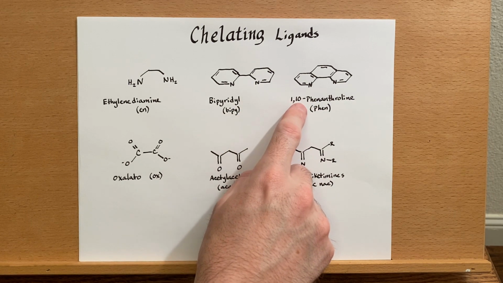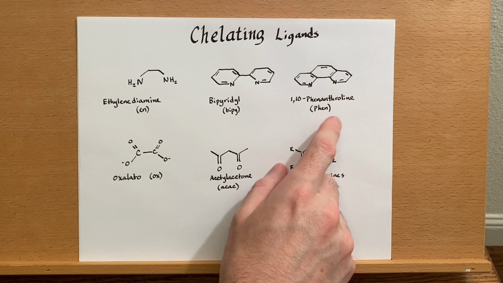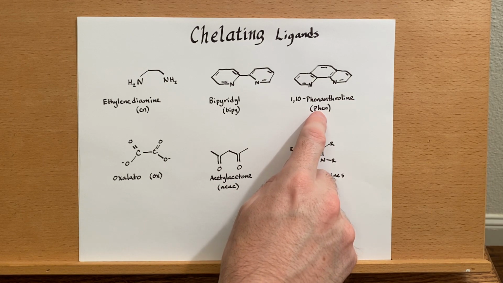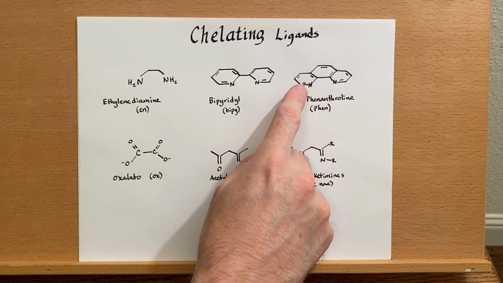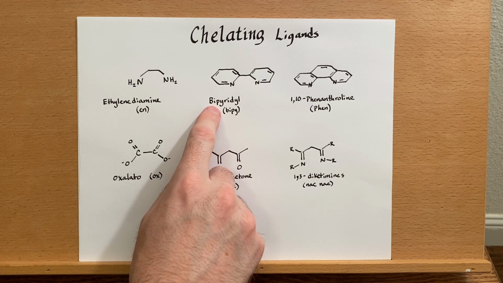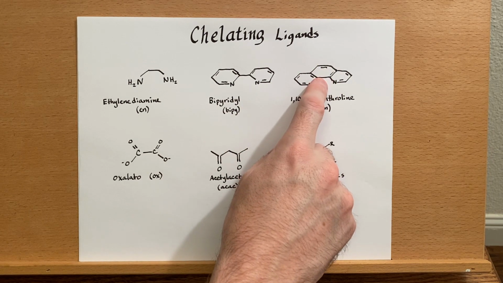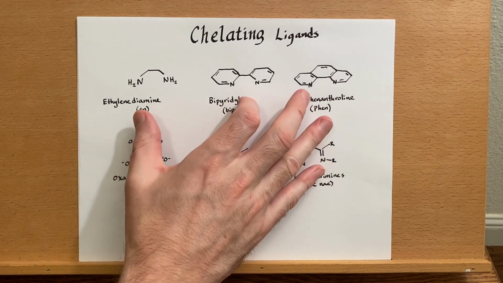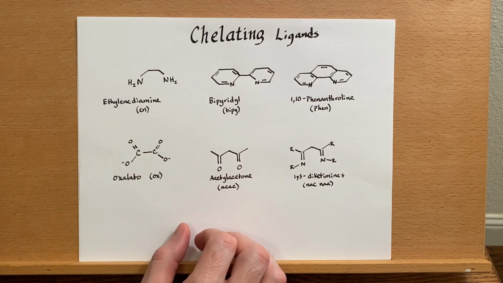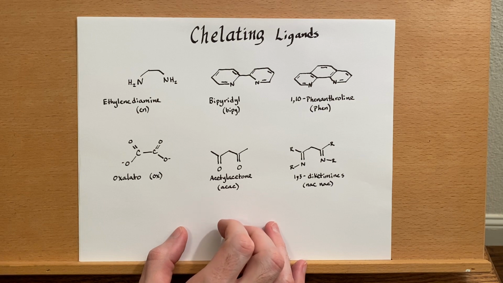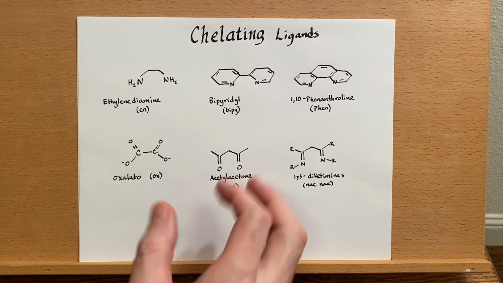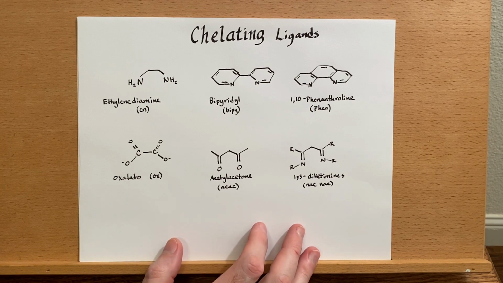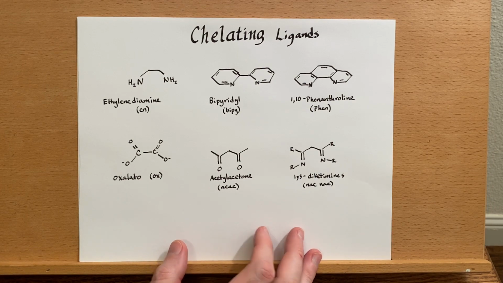We have 1,10-phenanthroline, which is abbreviated PHEN, P-H-E-N, and that one is very similar to our bipyridyl, except it has an additional ring here. So those are all nitrogen-focused ligands, but we can also have oxygens doing the donation. Oxygen has lone pairs, and they are available to the metal.